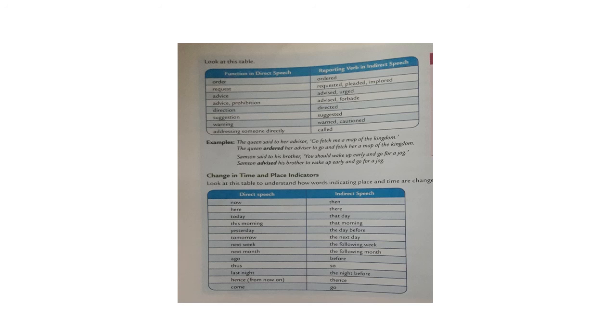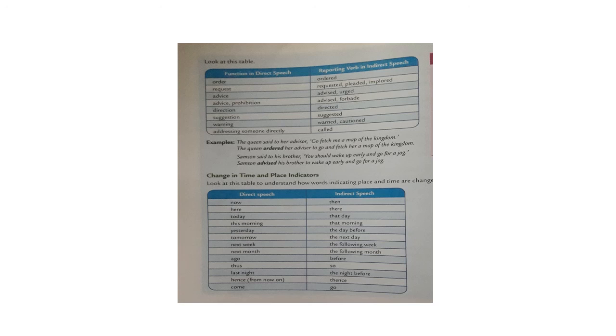Examples, the queen said to her advisor, go fetch me a map of the kingdom. This is an order, so therefore the reporting verb said is changed into ordered. The queen ordered her advisor to go and fetch her a map of the kingdom. Next example, Samson said to his brother, you should wake up early and go for a walk. Samson advised his brother to wake up early and go for a walk.